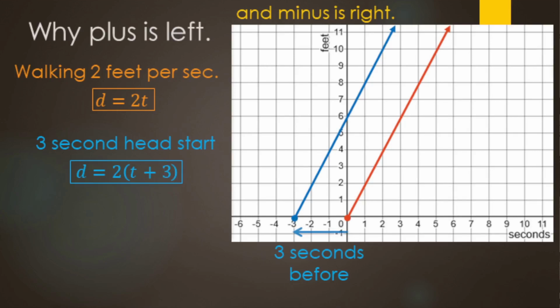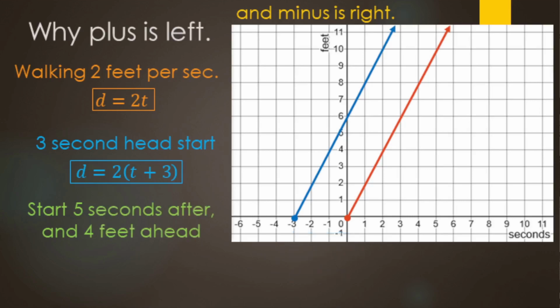Okay, let's pretend that there is another person. Here we go. So this person is going to leave 5 seconds after you, and they're going to start 4 feet ahead of you. Okay, so let's look at their equation here. So the distance equals, they're still walking 2 feet per second. Now their seconds here, right? 5 seconds after, so they are losing 5 seconds. So boom, it's a minus 5 there. And then 4 feet ahead, well, you're going to take your distance and just add 4 to it. So it looks like that.